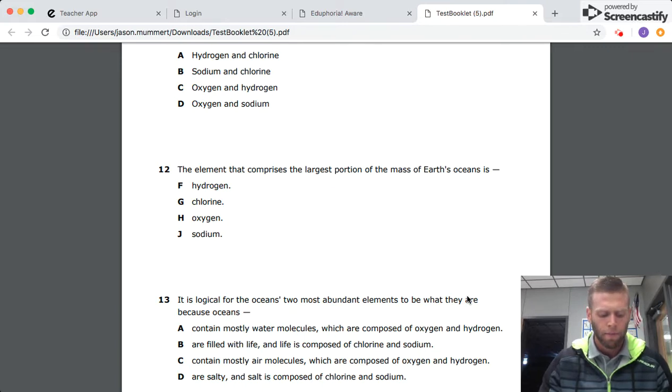Number 13. It is logical for the ocean's two most abundant elements to be what they are because oceans A, contain mostly water molecules, which are composed of oxygen and hydrogen. B, are filled with life, and life is composed of chlorine and sodium. C, contain mostly air molecules, which are composed of oxygen and hydrogen. Or D, are salty, and salt is composed of chlorine and sodium.